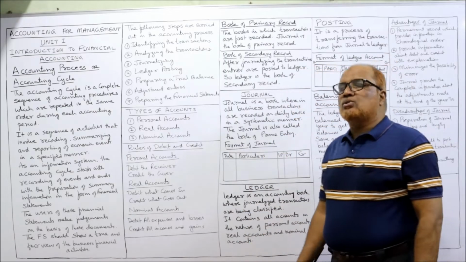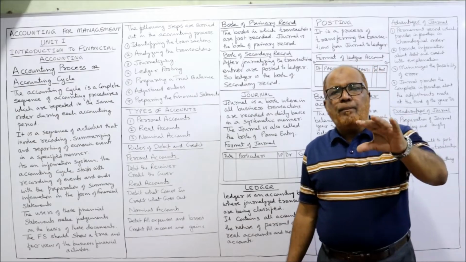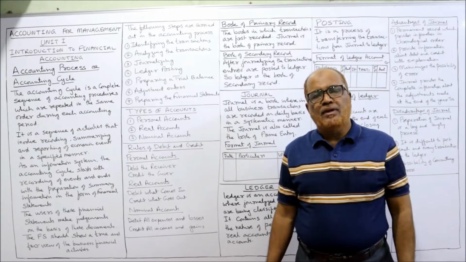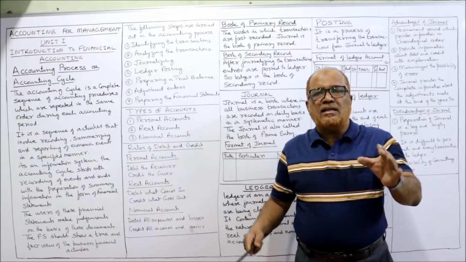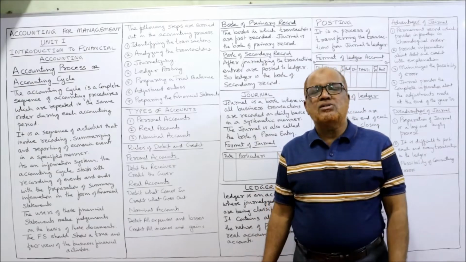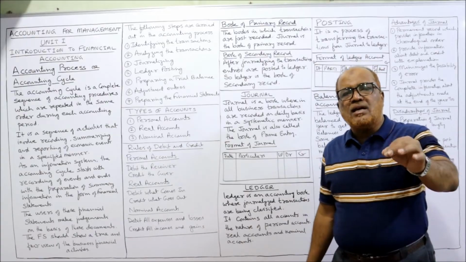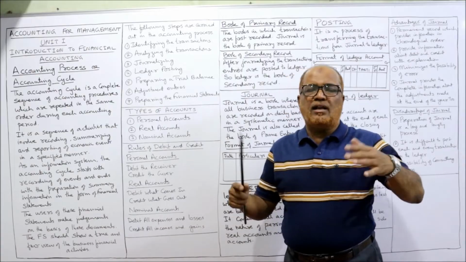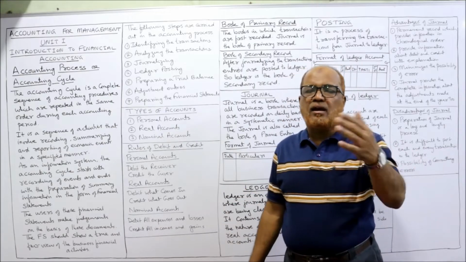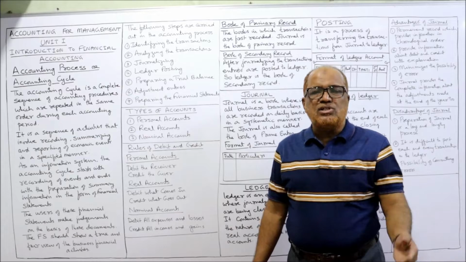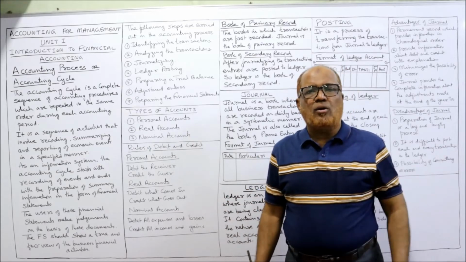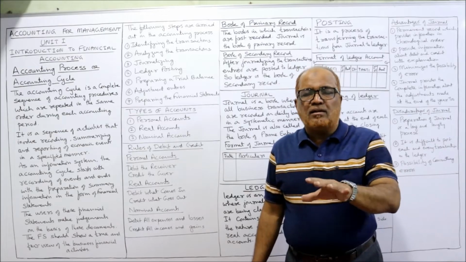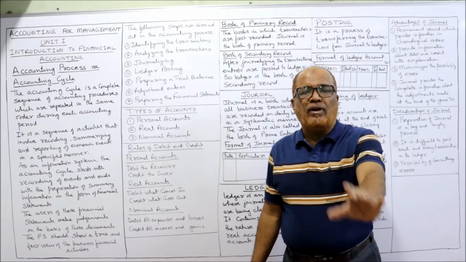Now, types of accounts. Account means a place where all the like transactions are put. A place where all the like transactions are recorded. That is called an account. So every transaction will have a separate account like sales account, purchase account, sales return account, purchase return account, salary account, rent account, telephone bill, electricity bill, customers account, suppliers account, bank account. All these are the accounts where the like transactions are put at one place.